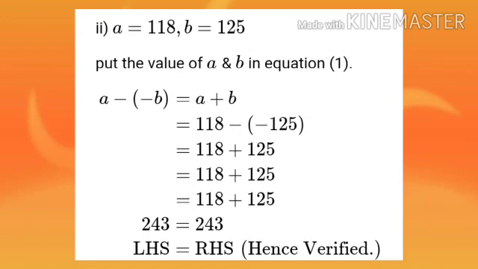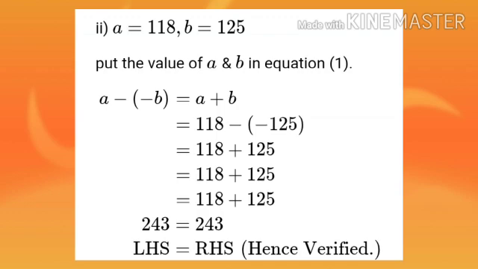Here is the second subdivision. In this subdivision, the value of a is 118 and the value of b is 125. Now we are going to place the values of a and b in the equation a minus of minus b equals a plus b. A minus of minus b: the value of a is 118, so 118 minus of minus, and the value of b is 125, so minus of minus 125. Then the expression a minus of minus b is 118 plus 125 and the expression a plus b is 118 plus 125.